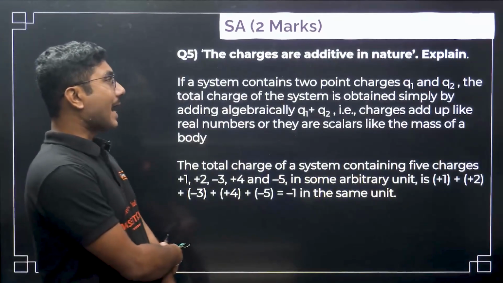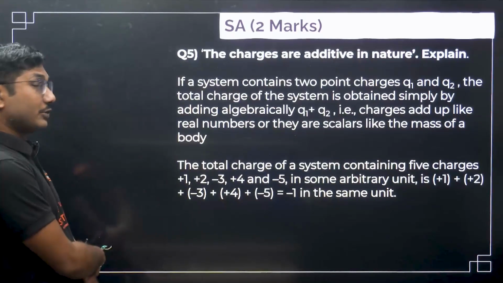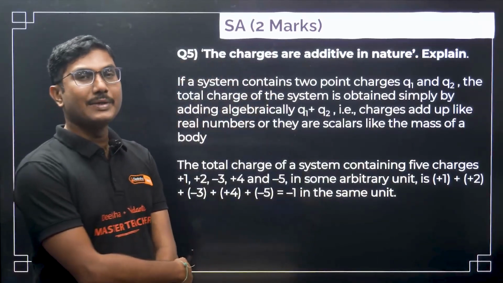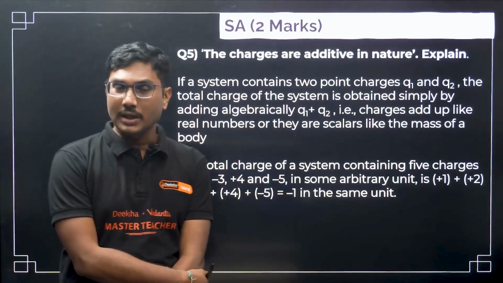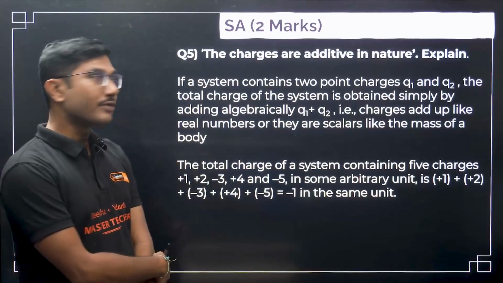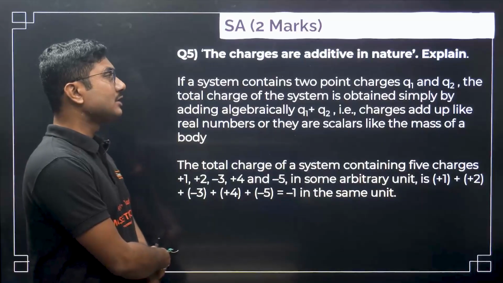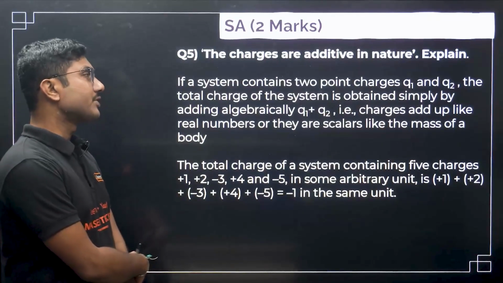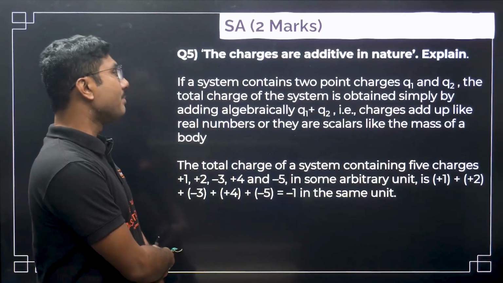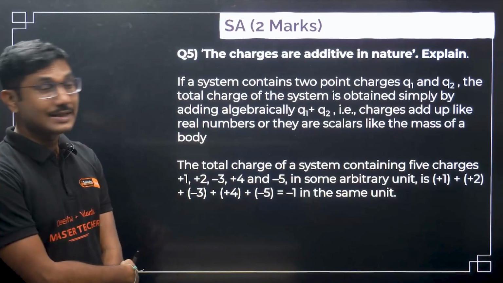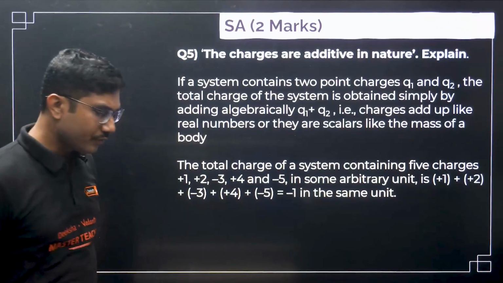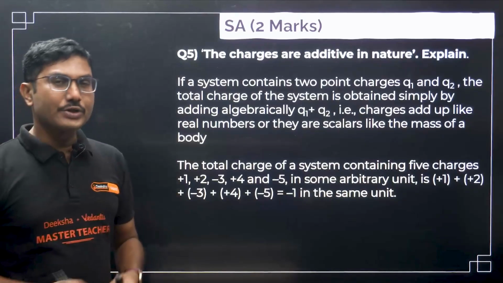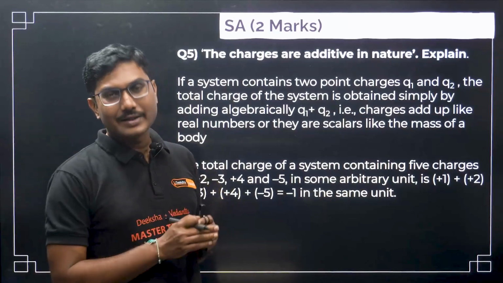The charges are additive in nature, explain. So this is also a property of charge, and sometimes one of such properties might come as an explanation question, a 2-marker explanation question. So be prepared for that as well. If a system contains 2 point charges q1 and q2, the total charge of the system is obtained simply by adding them algebraically, q1 plus q2. I will give you some examples as well. If there are 2 charges q1 and q2, you can simply add them algebraically.